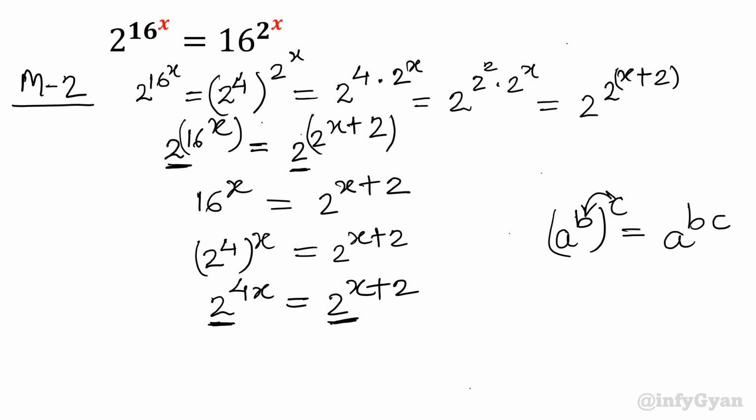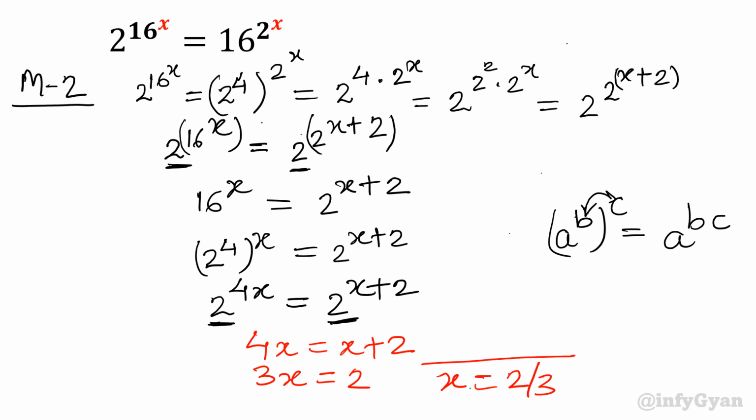Again your base is the same, so the exponents must be equal. So let me write 4x is equal to x plus 2. Take away x from both sides. So 3x will be equal to 2. So x will be equal to 2 over 3.